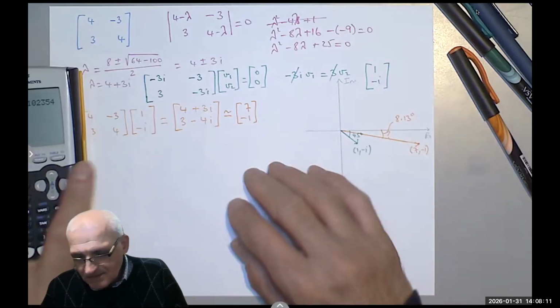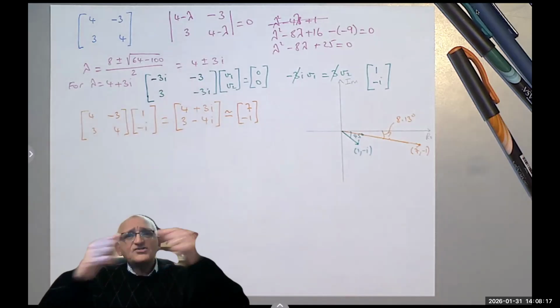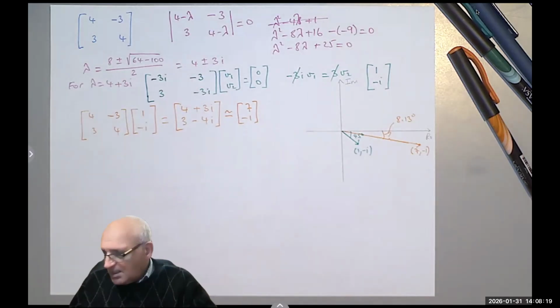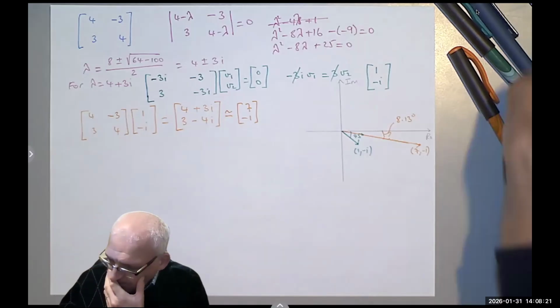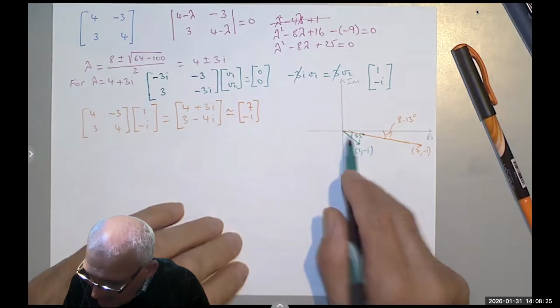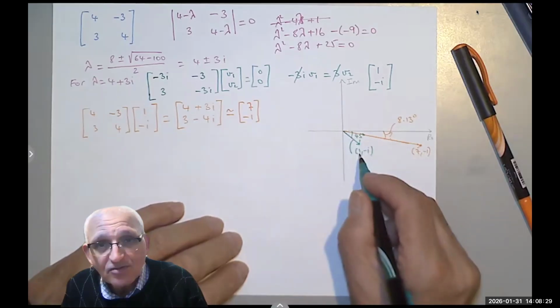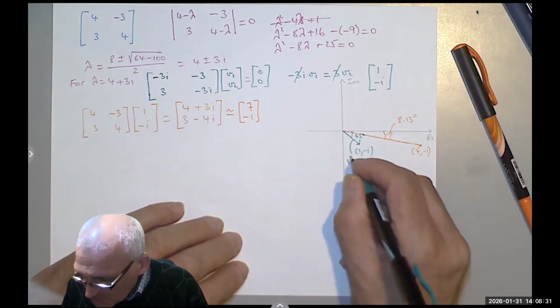Now, I want to show you something interesting. First of all, we said it's going to stretch and rotate. What did it stretch? Well, this vector had a length of the square root of 1 plus 1, which is root 2.